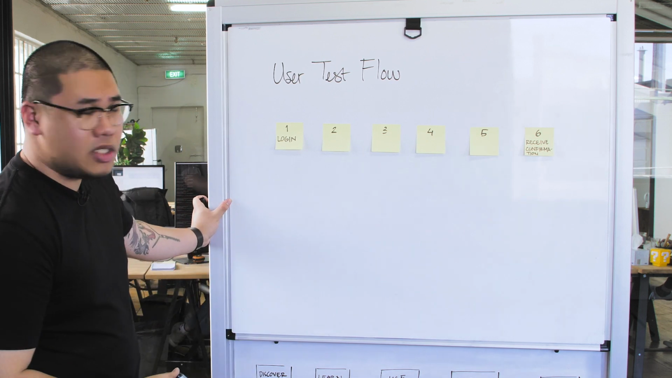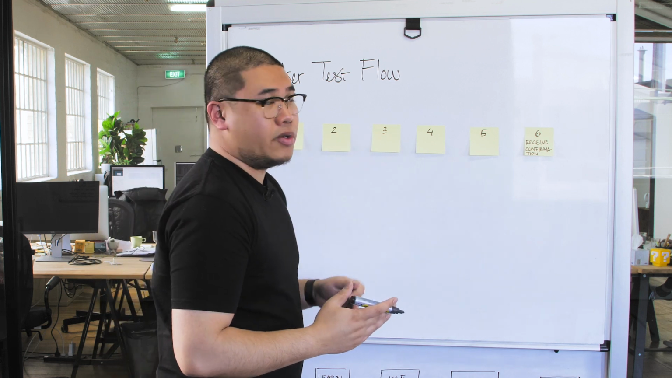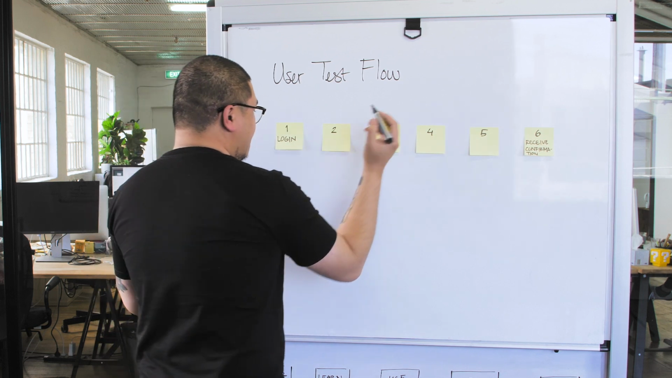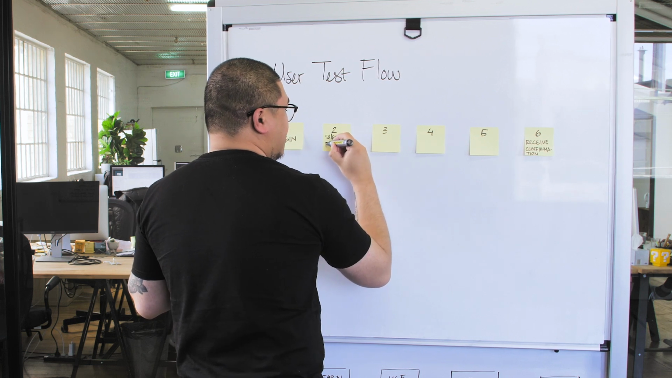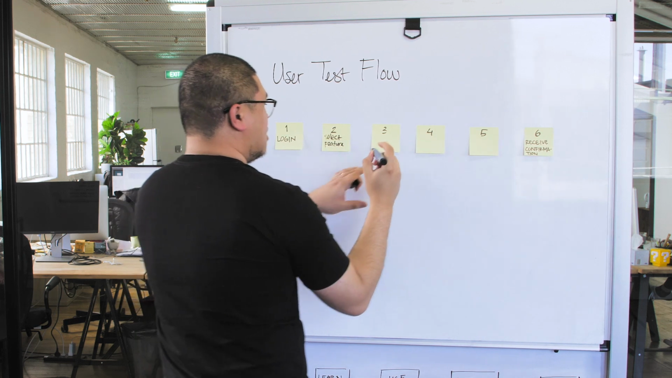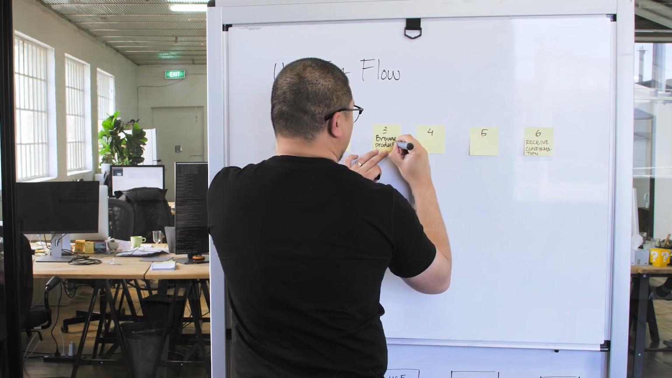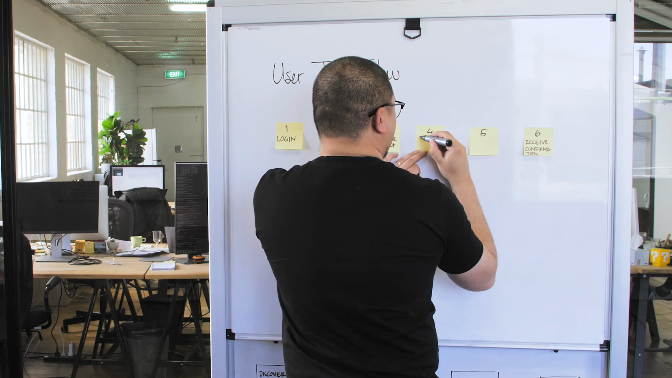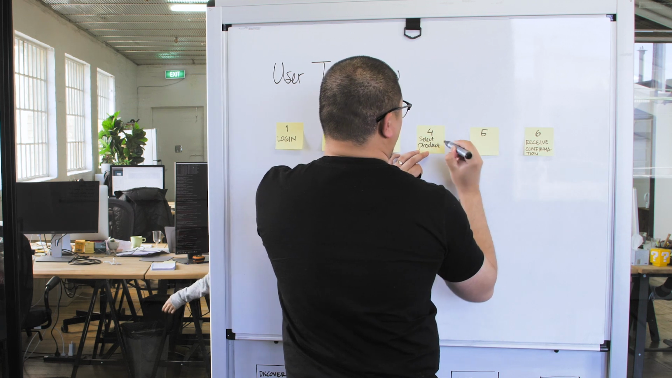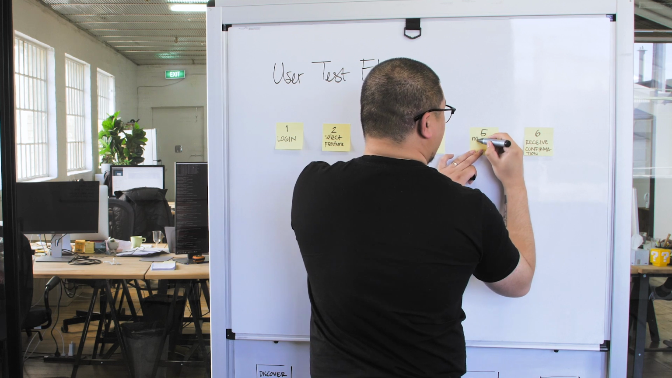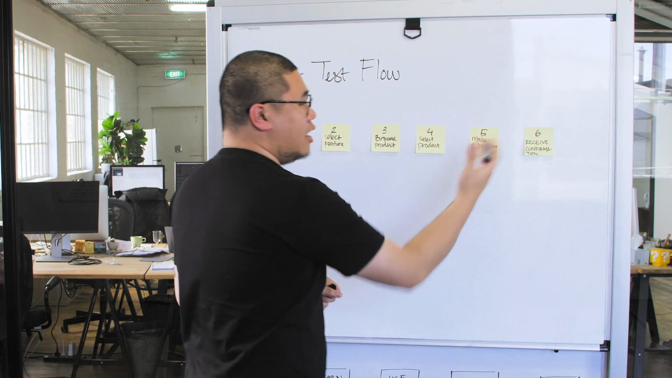You don't have to stress too much about it. All you need to do is try to think about the different steps the user would go through in a scenario. So for example, I'd go: login, select feature, browse product, select product, make a booking, and then receive confirmation.